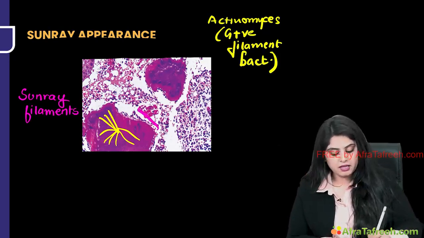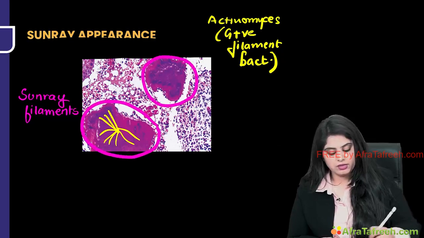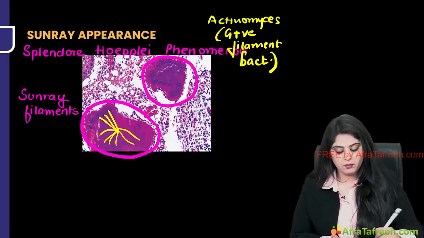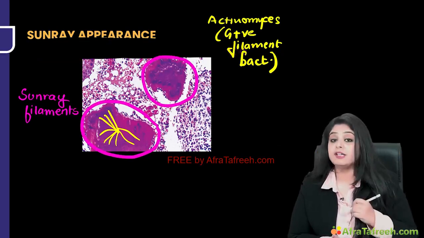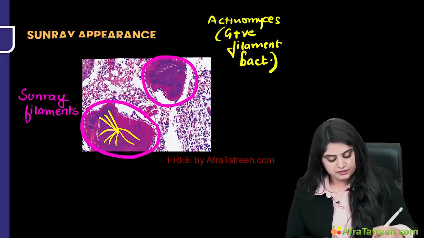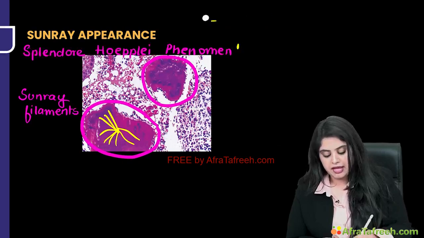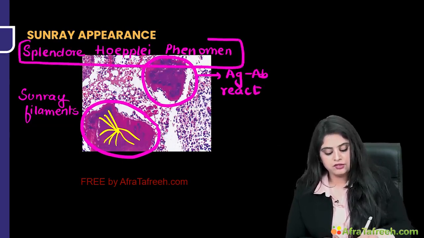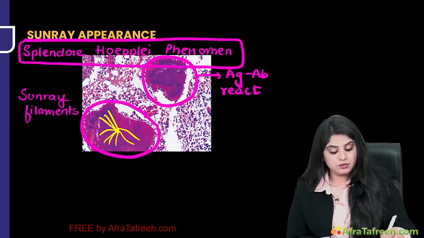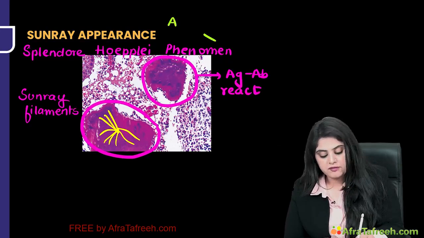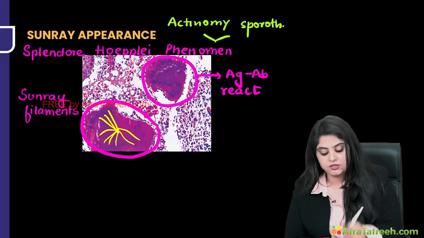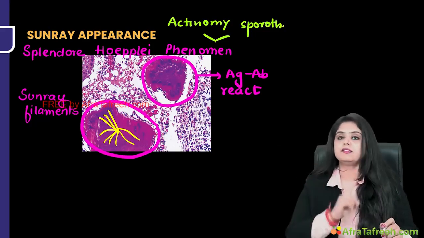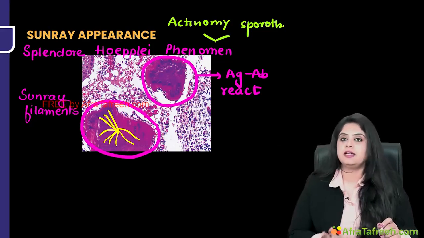But then what is this pink color zone around it? This is known as the Splendore-Hoeppli phenomenon. Firstly, I'll have to explain what the Splendore-Hoeppli phenomenon is. This is nothing but the presence of an antigen-antibody reaction. Whenever the antigen and the antibody react, it results in the formation of this Splendore-Hoeppli phenomenon. Where else do you see it? Please remember, the Splendore-Hoeppli phenomenon is not only seen in actinomyces, but in a while I will teach you a fungus, Sporothrix schenckii. There also this is seen. This pink layer is nothing but antigen-antibody complexes that are getting deposited here.